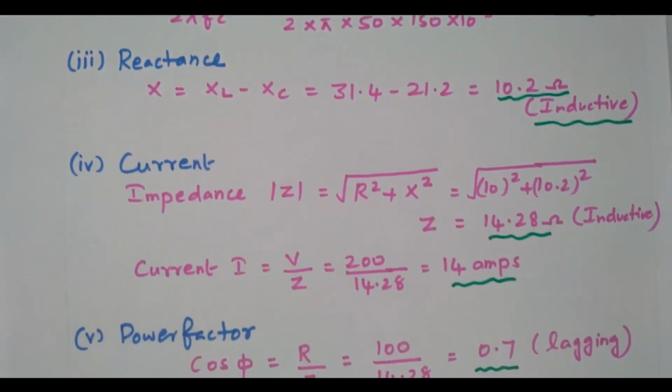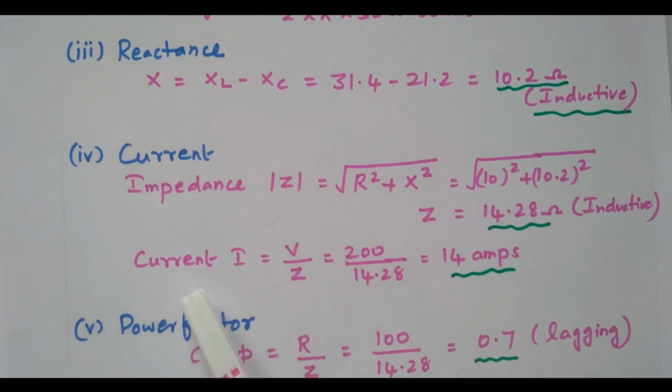Then we will find the current. Before finding the current, first we will find the impedance. The magnitude of Z equal to square root of R square plus X square. From the impedance triangle we can find this relation. Now we substitute R equal to 10 and X equal to 10.2. So square root of 10 square plus 10.2 square. By simplifying this we got 14.28 ohm. So this is also inductive. From the impedance value we can easily calculate the current. Current I equal to V divided by Z, voltage divided by impedance. So 200 divided by 14.28 is equal to 14 amps. The current flowing through the circuit is 14 ampere.